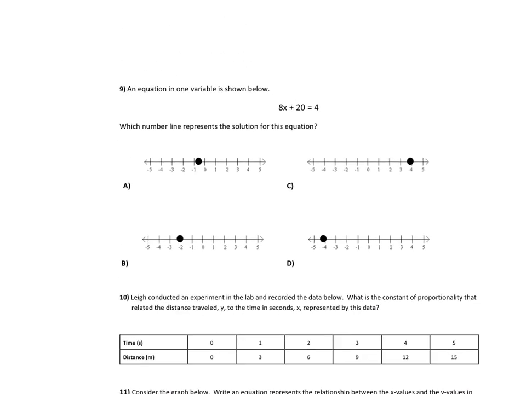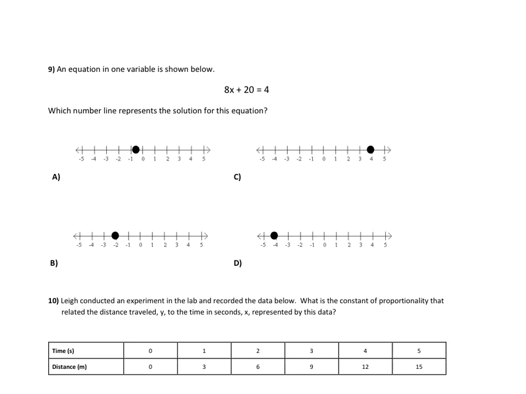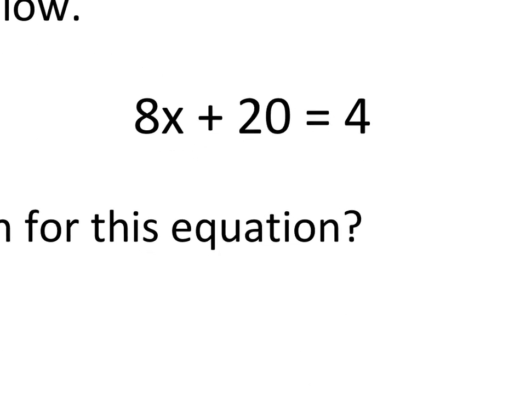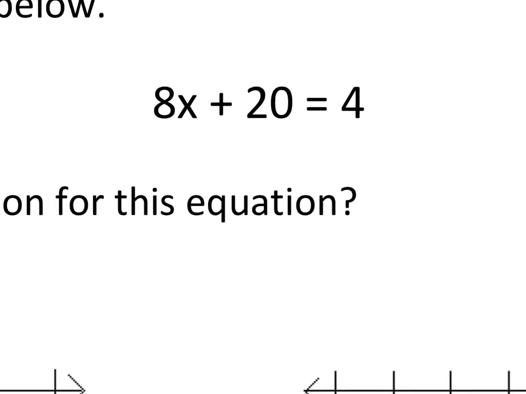Backside. Number 9. An equation with one variable is shown below. Which number line represents the solution for this equation? Okay, so we've got number lines. We could try plugging in answers, but guys, this is something that really you just need to be able to solve at this point, okay? If you're not sure, make sure that you're watching this because you guys need to be able to do this. Draw your line down the equal sign, and your goal is to get everything away from the variable. In this case, it's an x, so we want our x's cold and alone.